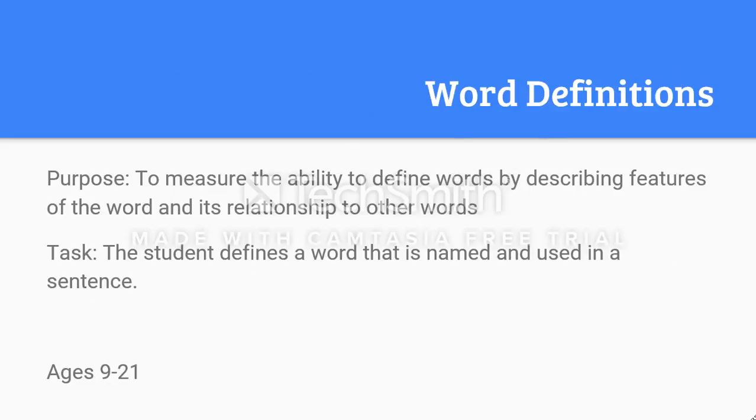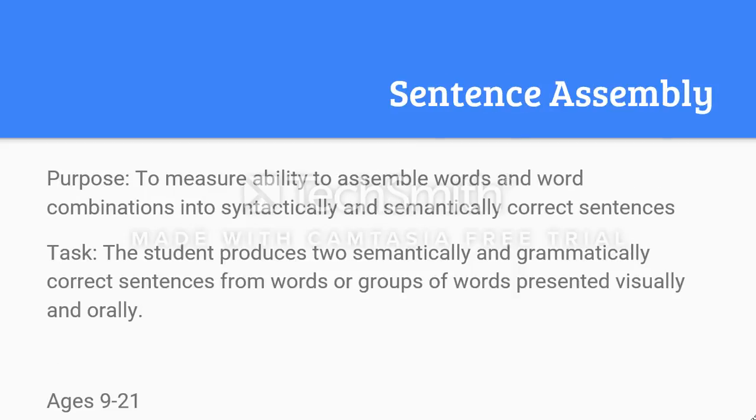Okay, the next subtest is word definitions, and this is used to measure the child's ability to define words by describing the features of the word and also its relationship to other words. And this is done by having the student define a word that the clinician names and using it in a sentence. So this would be appropriate for ages 9 to 21.